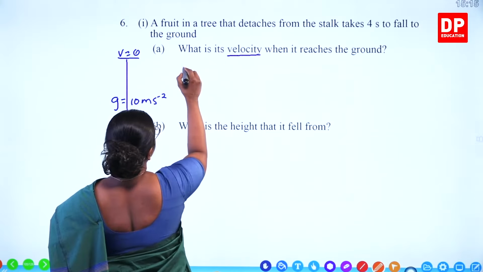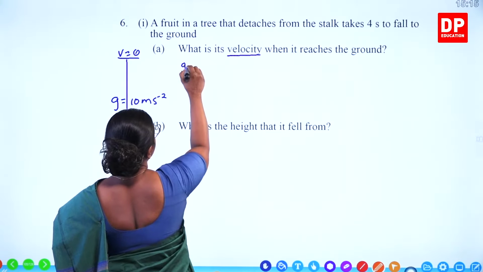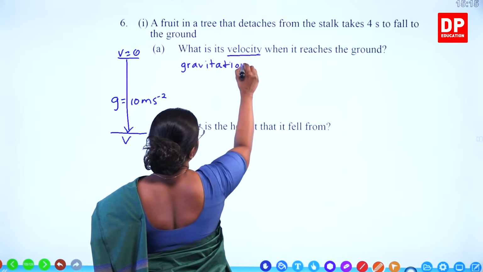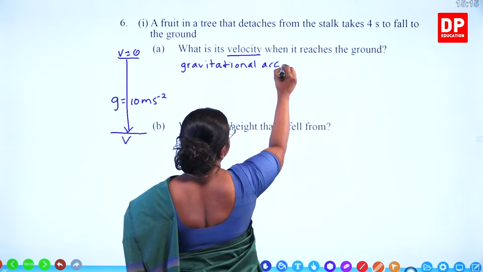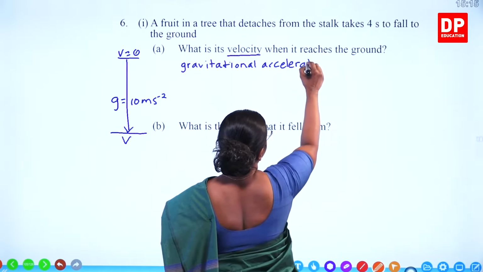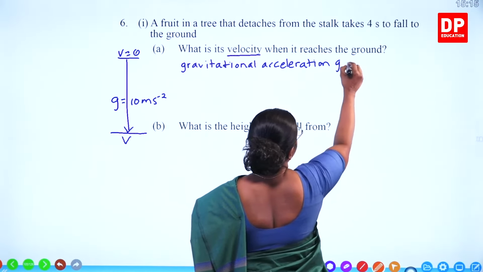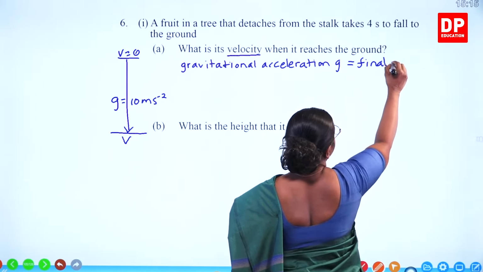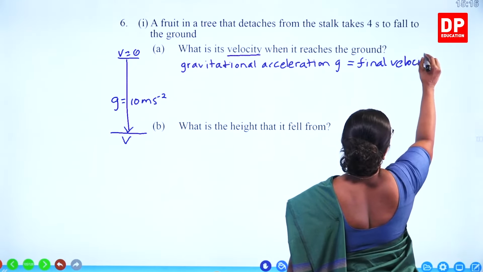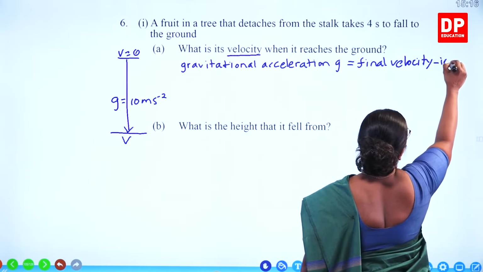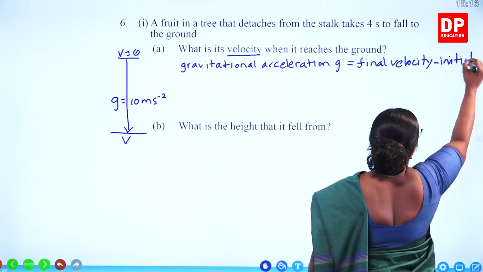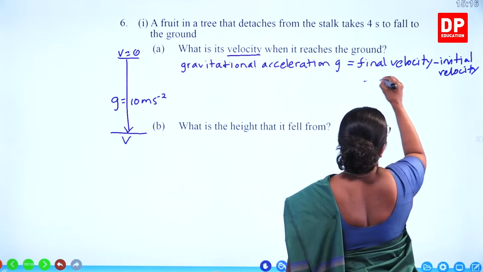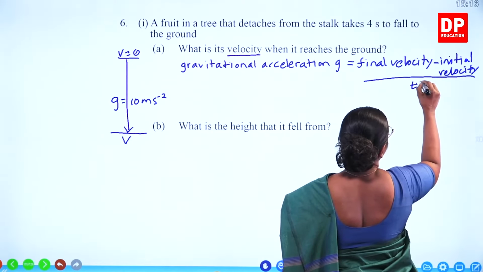So, here if we write it as gravitational acceleration, or you can even write it as acceleration, g equals final velocity minus initial velocity divided by time.